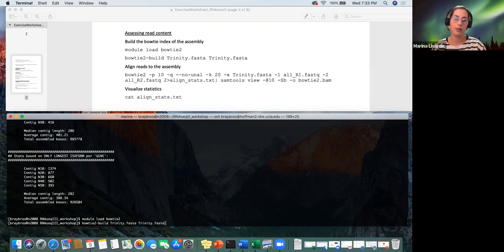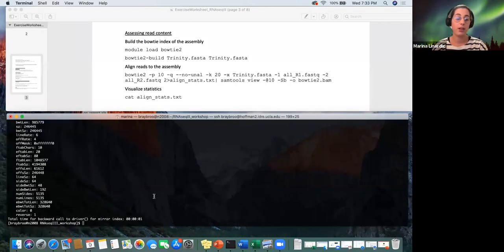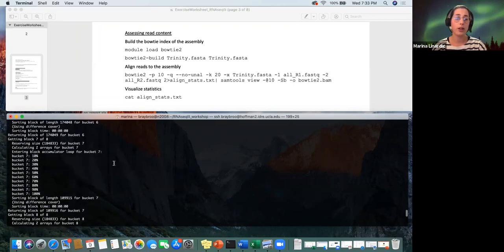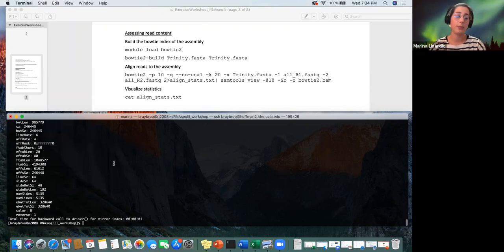We're using the same name. It's just building it under the Trinity FASTA gene file, but it's not going to change our initial assembly file. And then we press enter, and this should run pretty fast. When you have a lot of genes, a lot of reads, this takes some time, so it does build quite slowly. But because we have just a portion, like 10,000 reads per sample, this runs pretty fast.